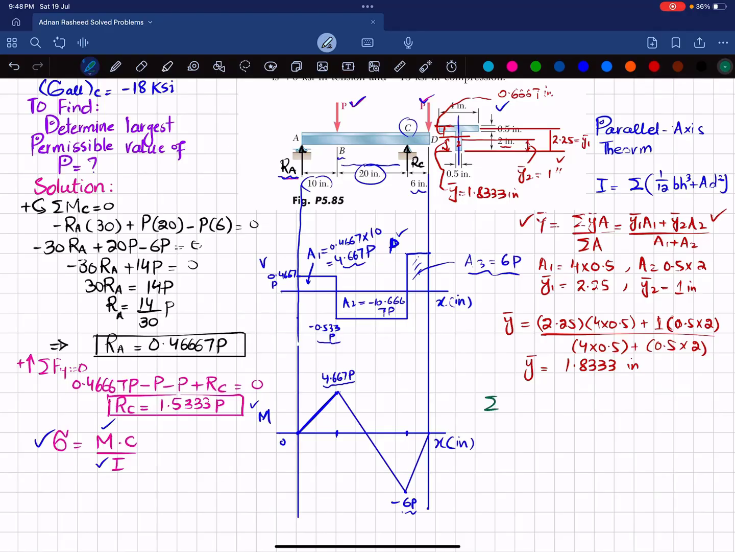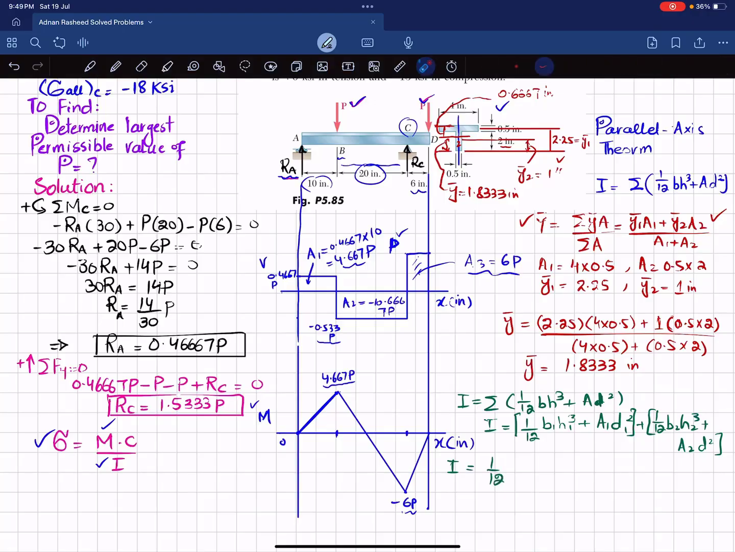So as we know that I is equal to sum of 1 over 12 BH cube plus AD square. So for section 1, I will be equal to 1 over 12 B1 H1 cube plus A1 D1 square, plus, for section 2, it will be equal to 1 over 12 B2 H2 cube plus A2 D2 square. Okay. So I will write, I is equal to 1 over 12.